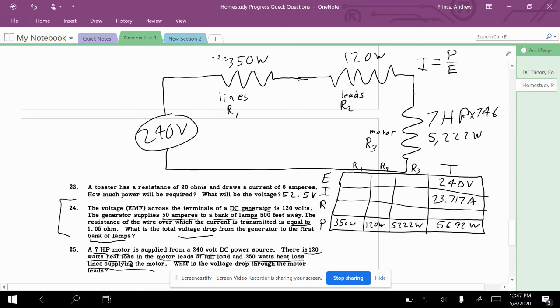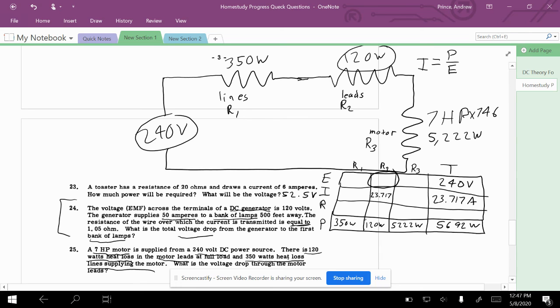And what we're looking for here is the voltage drop across the motor leads, right? So at the 120 watts, we're going to find out what the voltage drop there is. And that was our R2. So we're looking to find this value here, right? So we don't need to solve the entire thing. We just know that we have current now, and based on a series circuit, we know that's going to be the same here.